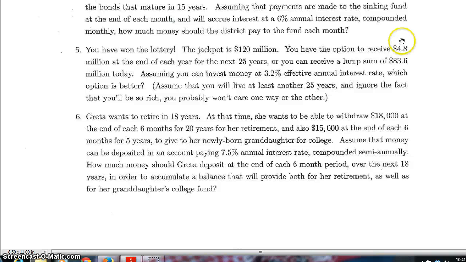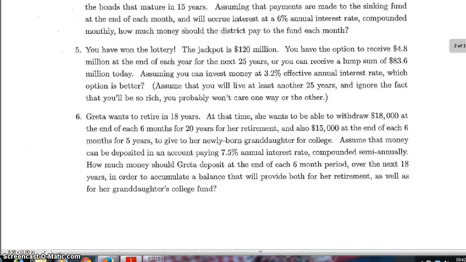Because if they pay it out over the 25 years, there's an opportunity cost that they could invest it and make a lot more money. So with 83.6 million today, you have to give a lump sum less up front than if you're paying it out over a number of years. So let's assume you could invest money at 3.2% effective annual rate. If you could do that, then which option would be better? Again, assume you live the whole 25 years and ignore the fact that most people probably wouldn't care one way or the other.